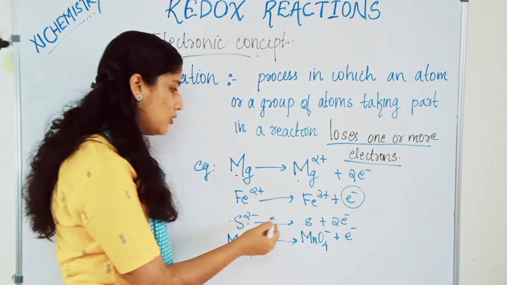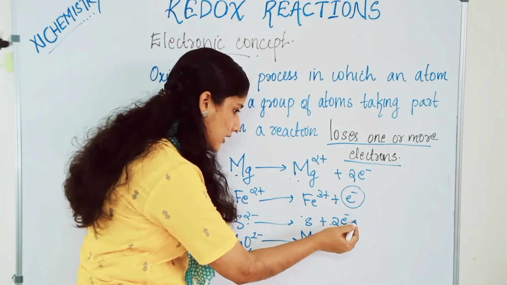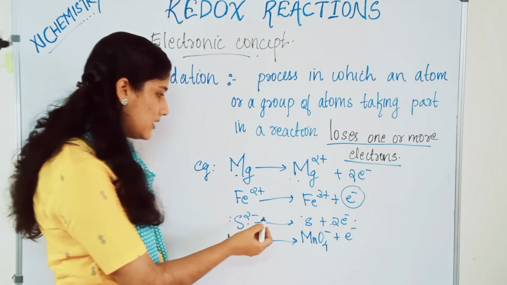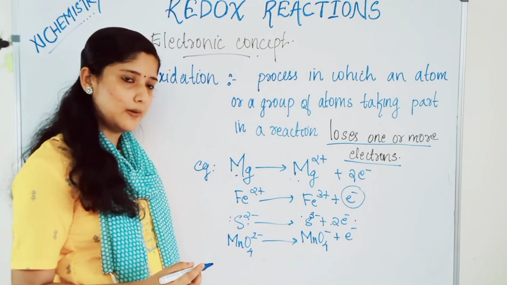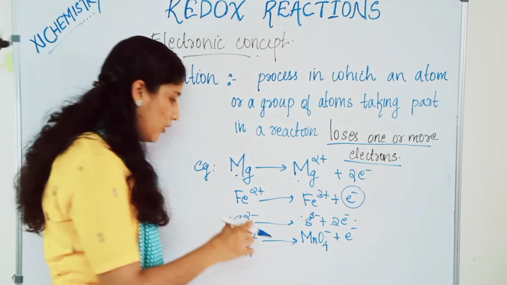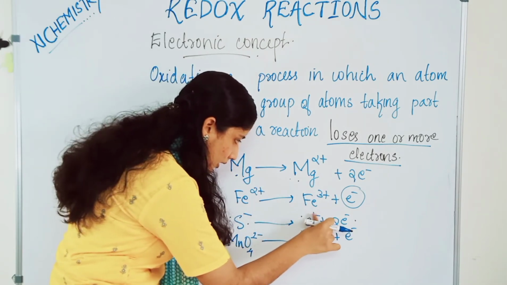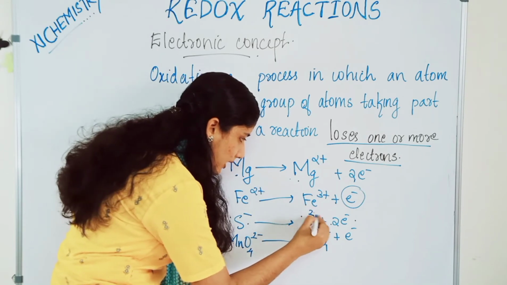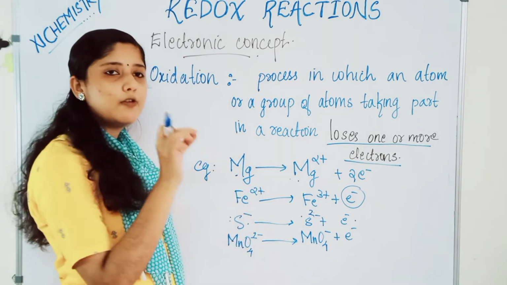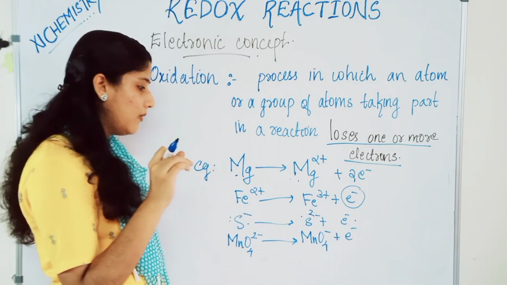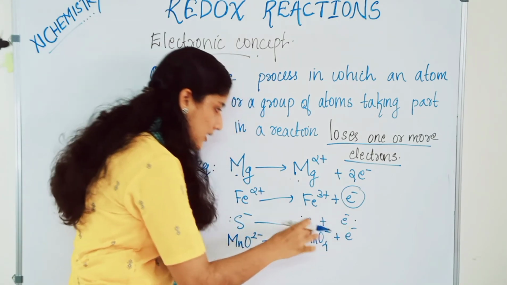S2- changed to S plus 2 electrons. So this is also another example. Okay, S- to S plus an electron. This is a better example. S-: sulfur already has 1 extra electron, so it changed to S plus an electron.